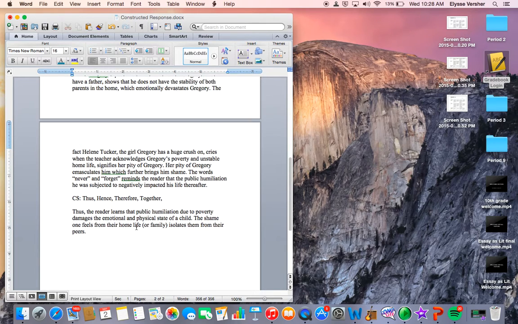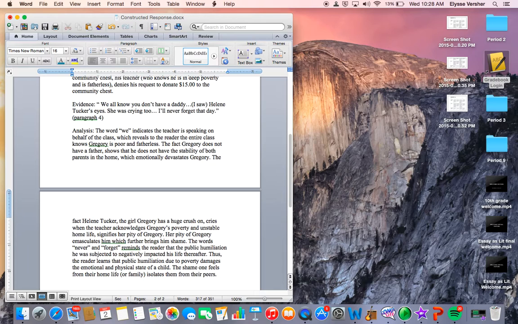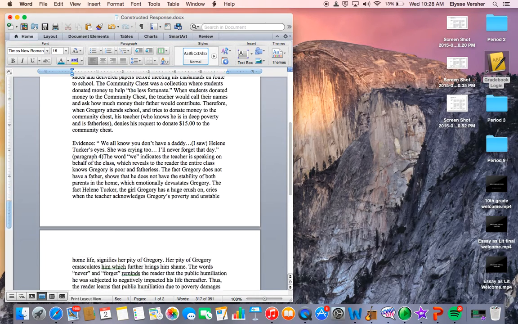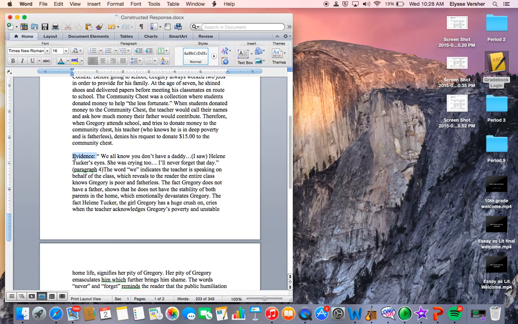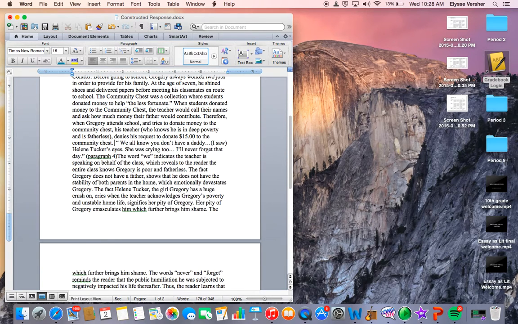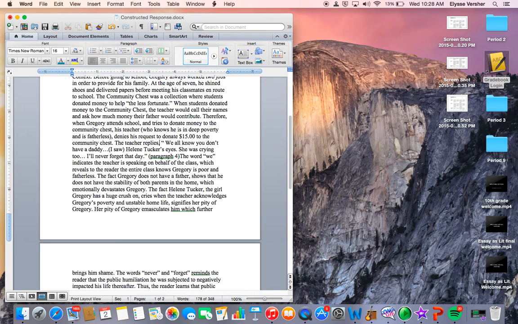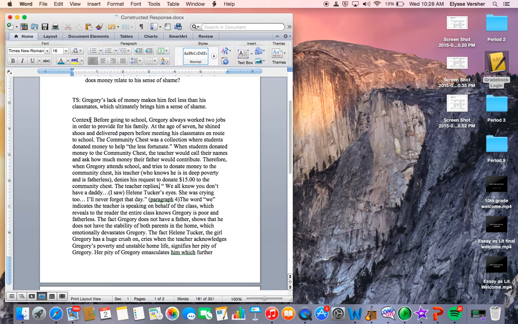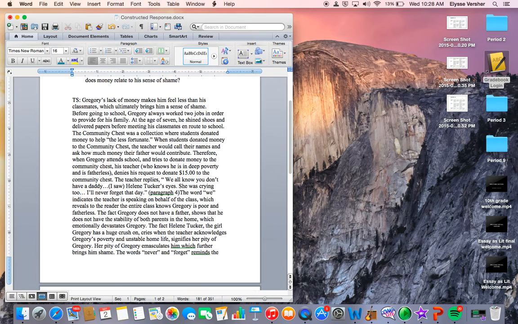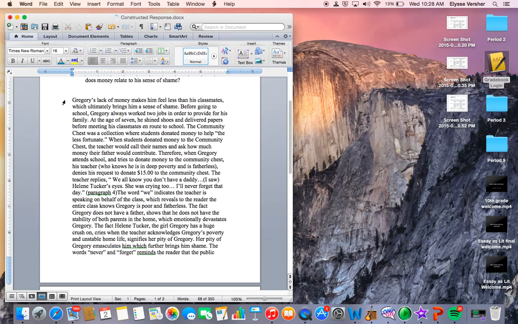And so, to wrap up the paragraph, the only thing you do is delete everything and bring it together. So, analysis you would take out. Evidence you would take out. And you need to do a filler here. You can say, the teacher replies, and then the quote, and then context you take out, and then topic sentence. And now we have our paragraph.